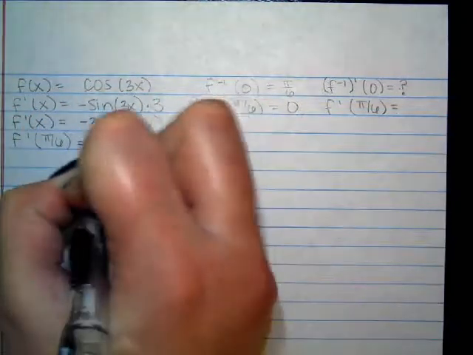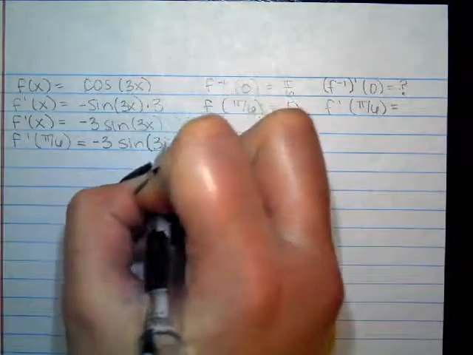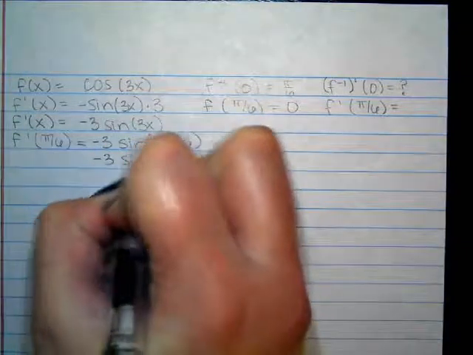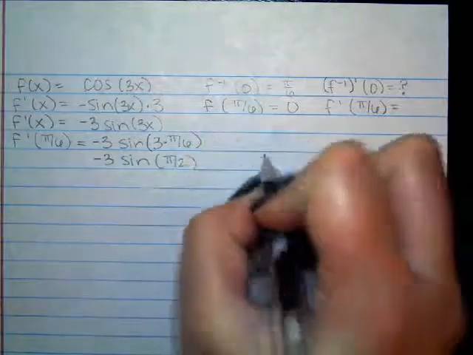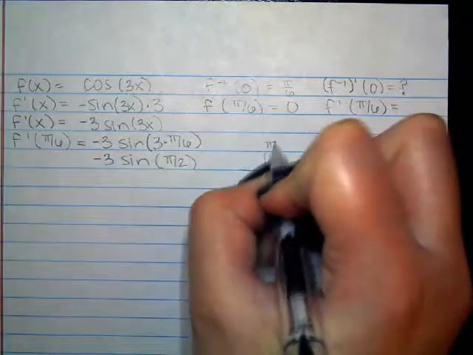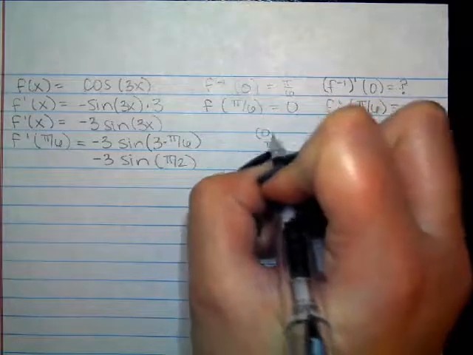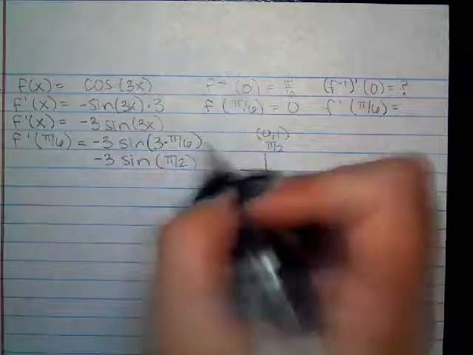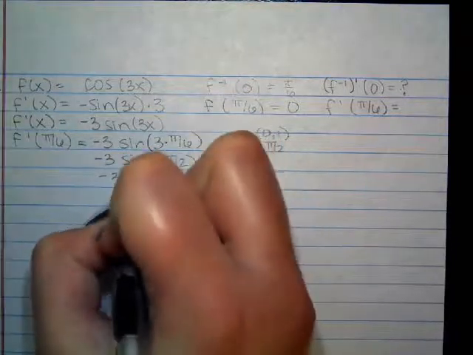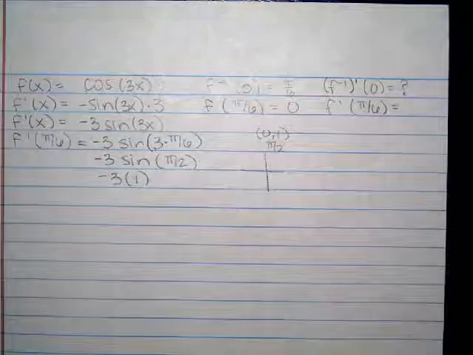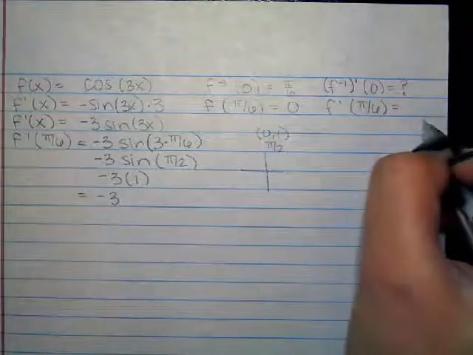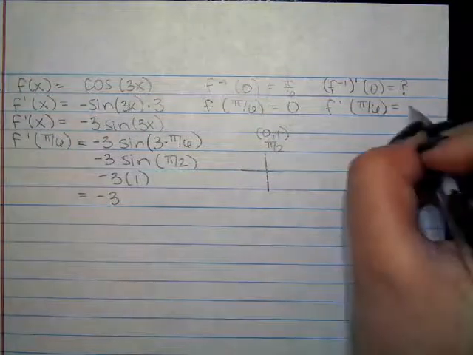I've got negative 3 times sine of 3 times pi over 6. What is 3 times pi over 6? Pi over 2. Pi over 2 on the unit circle is up here. That is the point (0, 1). Is sine the x-coordinate or the y-coordinate? So it's negative 3 times the y-coordinate, which is 1. And so it is what? So it's negative 3. So my slope for my function is just negative 3.